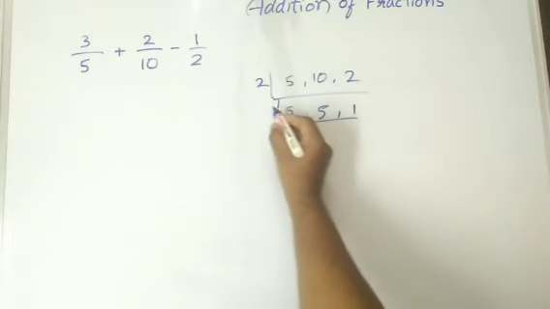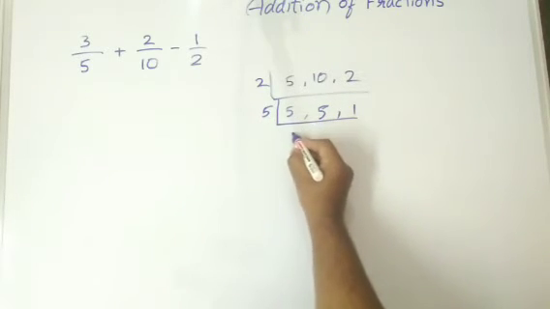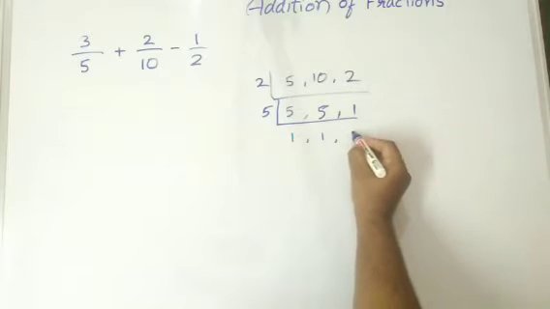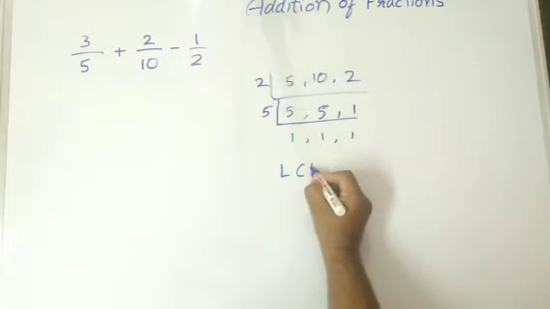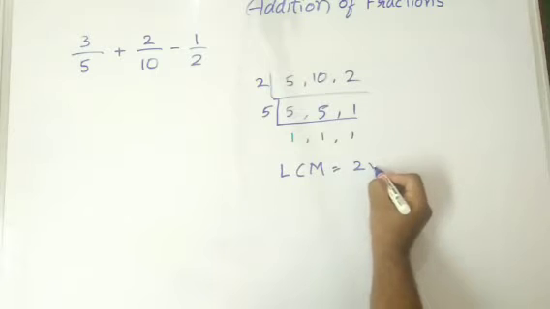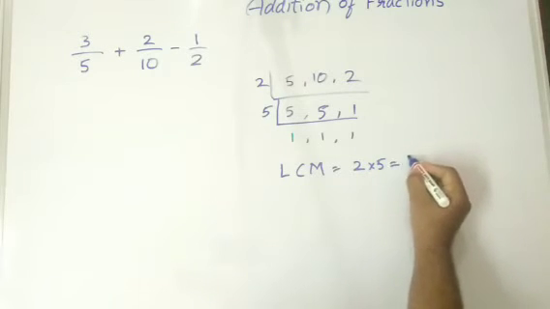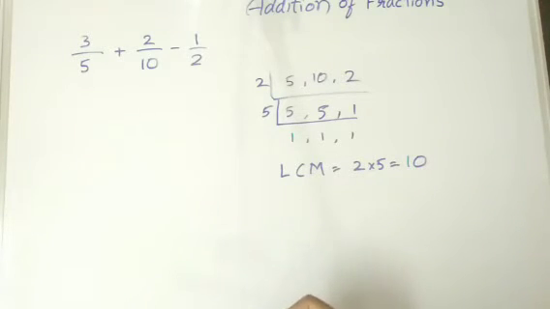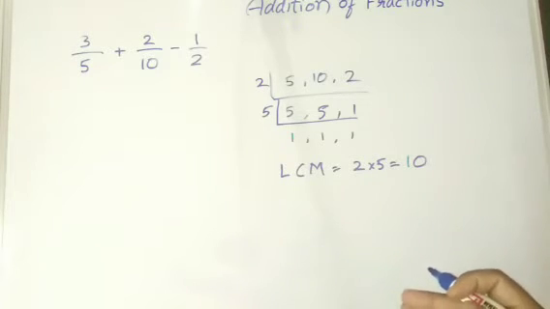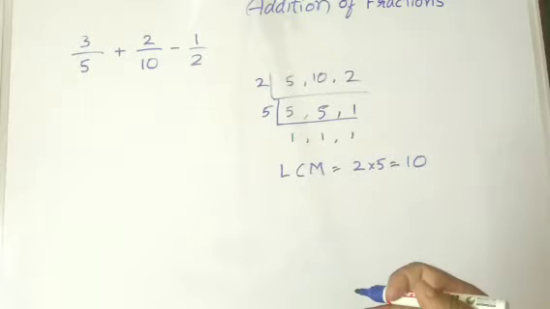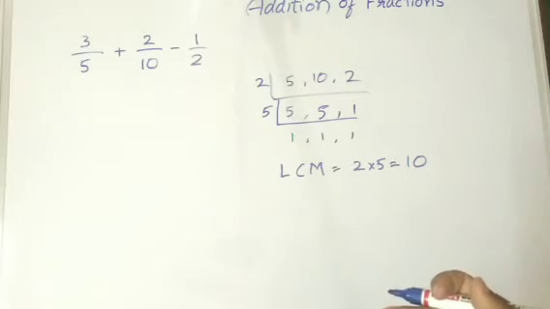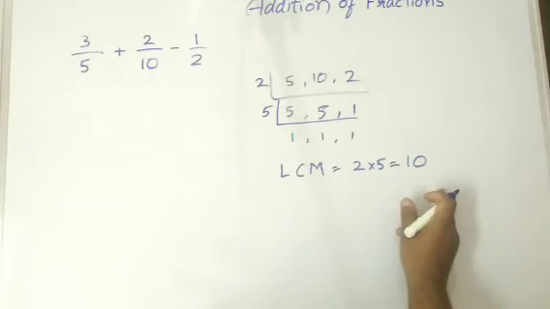Now by seeing this, the next number is 5, so 5 1s are 5, 5 1s are 5, so the LCM is 2 into 5, then it is 10. So now we want to make the denominator 10. Some people can use the direct method also; otherwise, after making the denominators equal you can add or subtract. So I am going for the second method. I want to make the denominator 10.